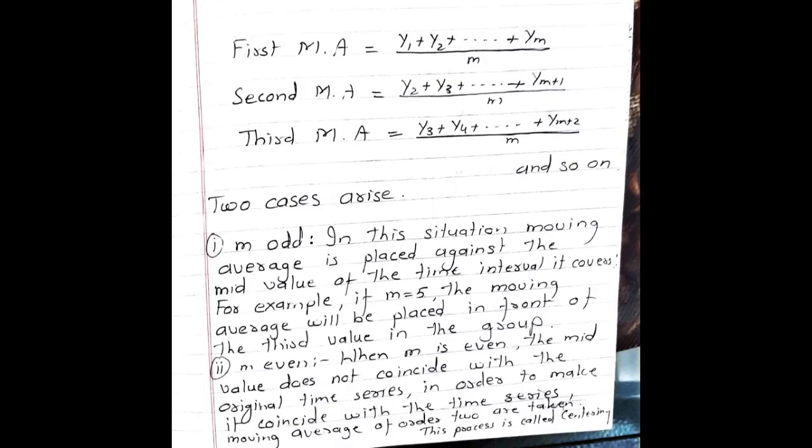First, m is odd. In these situations, moving average is placed against the mid value of the time interval it covers. For example, if m is equal to 5, the moving average will be placed in front of the third value in the group. When m is even, the mid value does not coincide with the original time series. In order to make it coincide with the time series, moving average of order 2 is taken. This process is called centering.